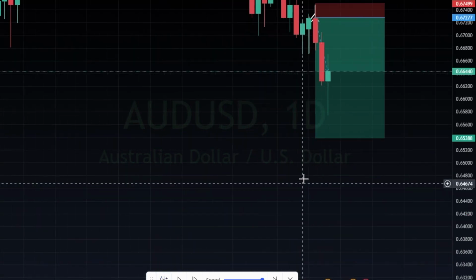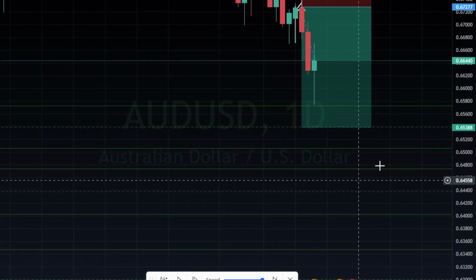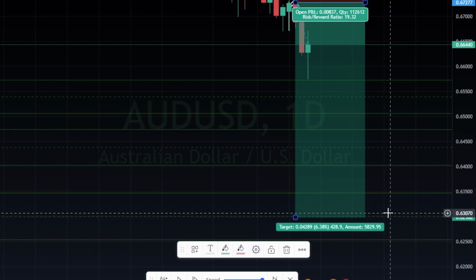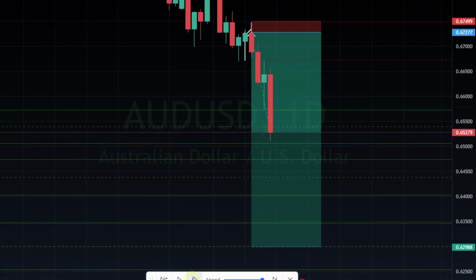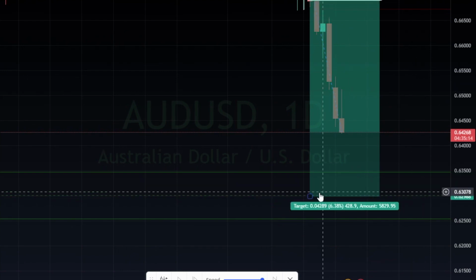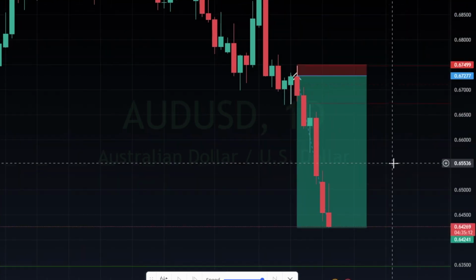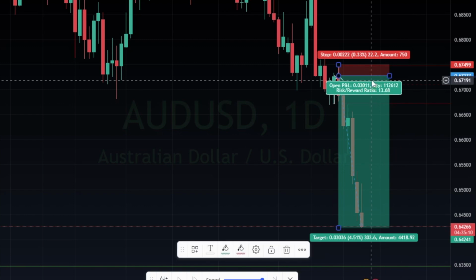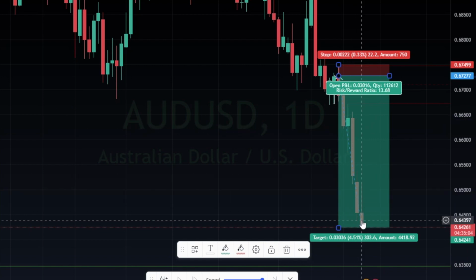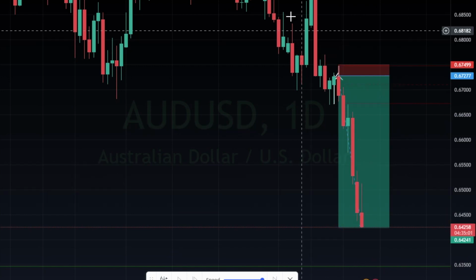Watch this. See this? 50%, 50%. Let's just target all the way down these 50% daily order blocks. And look at this, it's still heading down to this block. At this point, we hit a 1 to 13 with a 22 pip stop, right? That's if you held it for 4.5 days. Okay? I just wanted you to see all that.